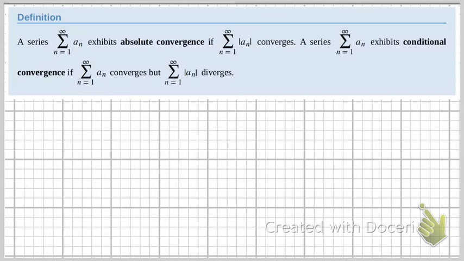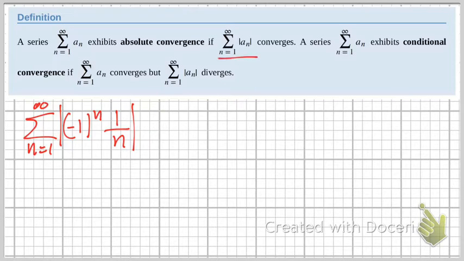So we're just going to play around with these two ideas. So take a look at this series here. N equals 1 to infinity of negative 1 to the n and 1 over n. Now this is what we call the alternating harmonic series, and remember we did a test on this previously. So this here we know converges. But let's take a look at the absolute value of this. Okay, and that's what we're dealing with right here.